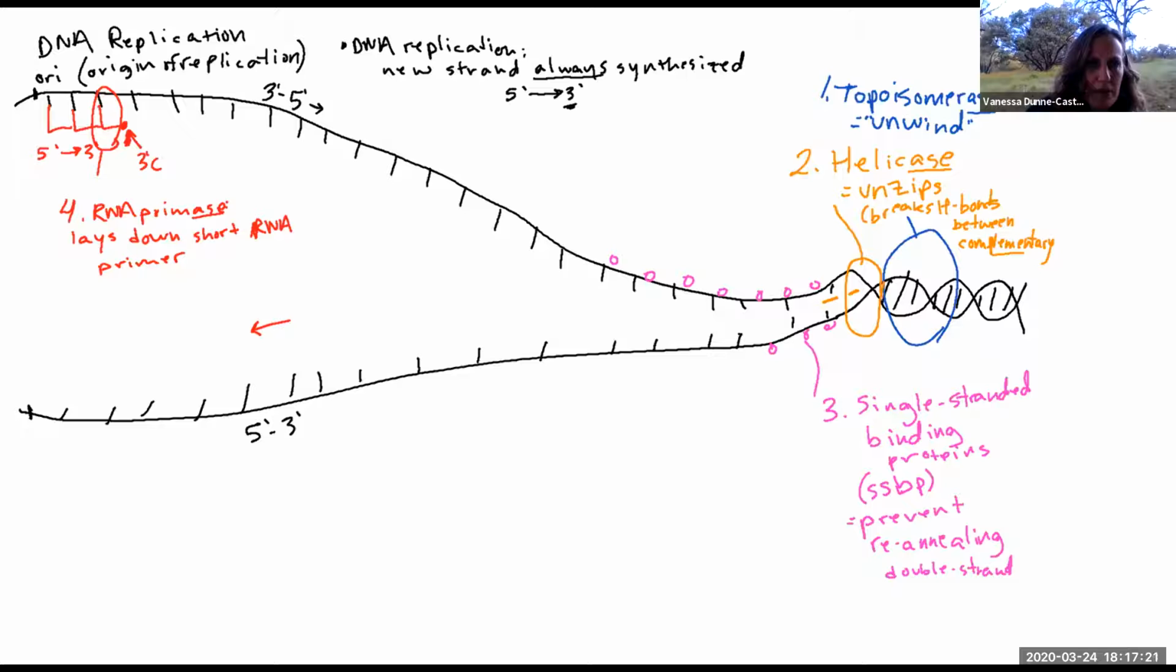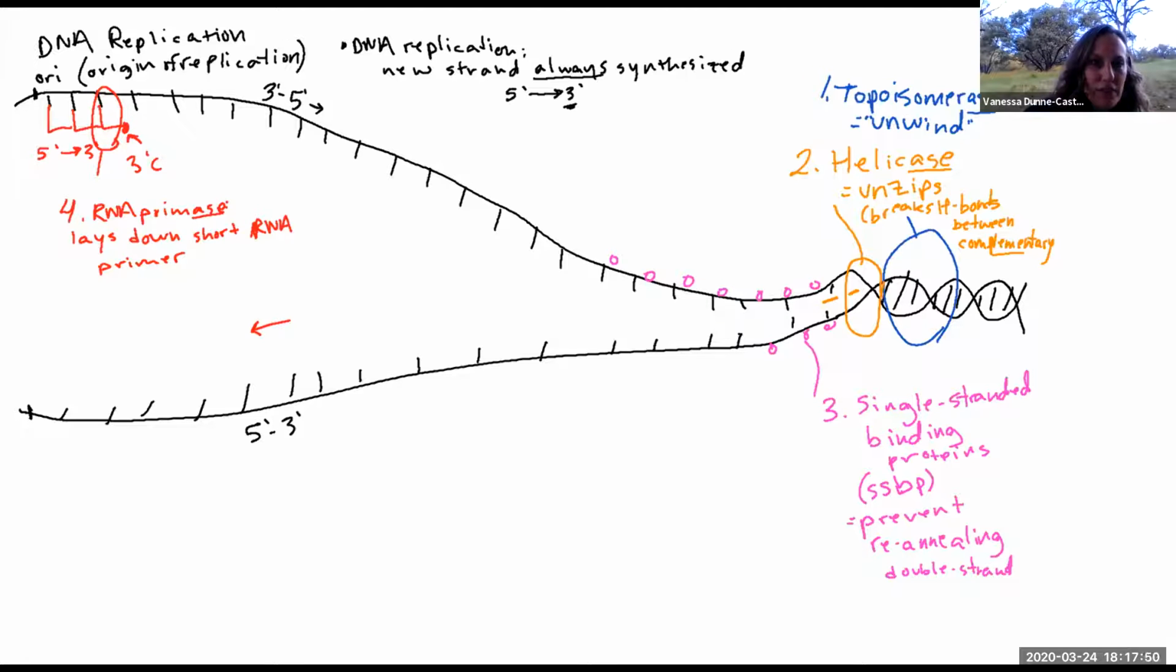Sorry, that's a really bad picture. That's supposed to be an arrow. Let me draw my arrow again. Sorry, guys. Okay. Again, that 3' carbon is available right here. That's no better, 3' carbon. Okay, so this occurs at the start of replication, and now we can have the next player involved.